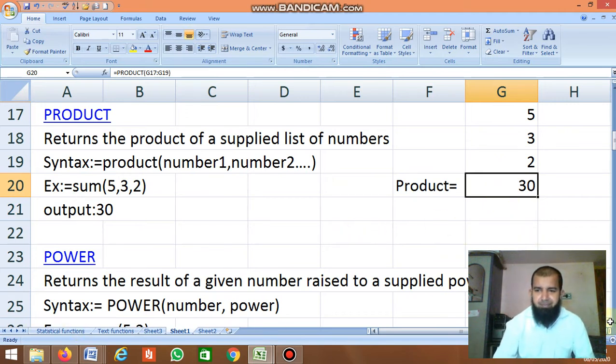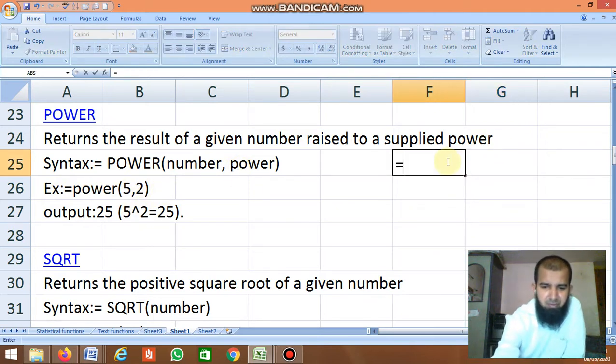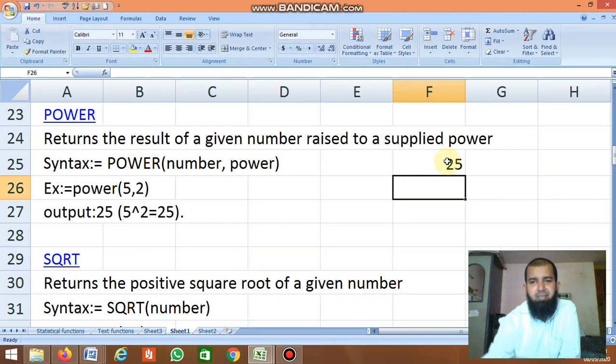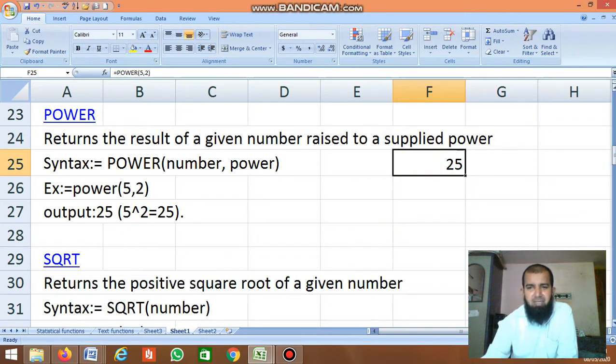Next, POWER. Returns the result of a given number raised to a supplied power. Syntax is power of number comma power. Example, 5 comma 2, 5 to the power of 2. So equal to power of 5 comma 2. 5 comma 2 means 5 into 5, 25. You get 25. Clear, no? If it is 5 to the power of 3, 5 into 5 into 5, 125.